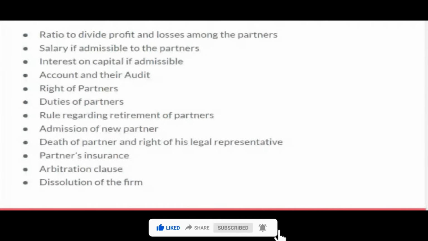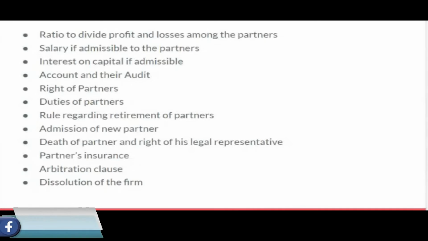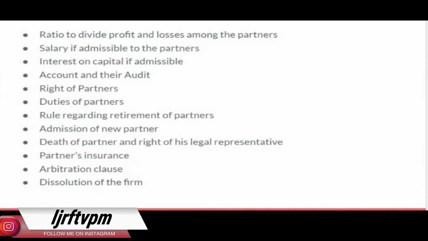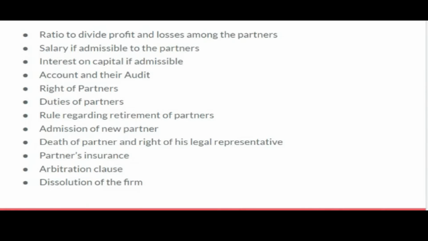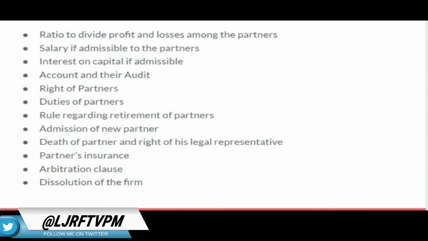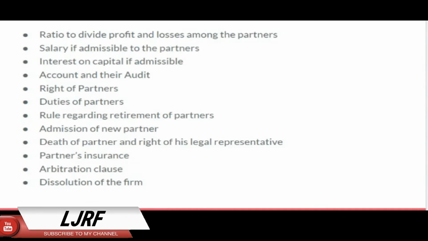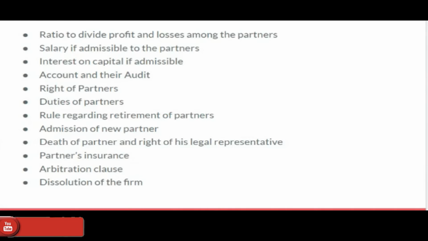All that are to be included in a partnership deed. It is a document, maybe most of you may have seen it. It is a document type, and it has to be made on at least 5,000 rupees value stamp paper. It is essential according to the Stamp Act.